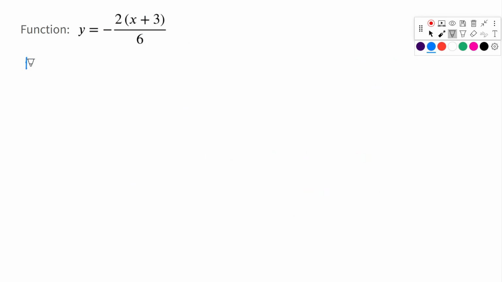The first step is switch x and y, or switch your input and output. So when I do this with this particular function, it's going to become x equals, I'm going to place that negative on the 2, in parentheses, it'll become y plus 3 all over 6.